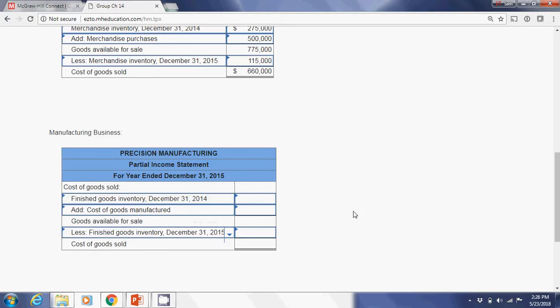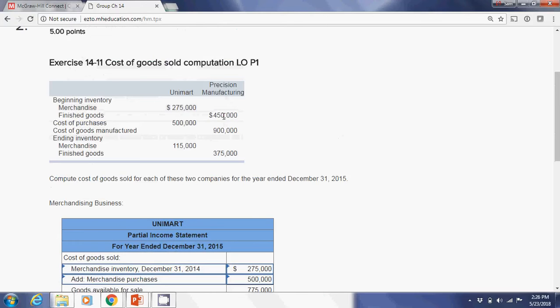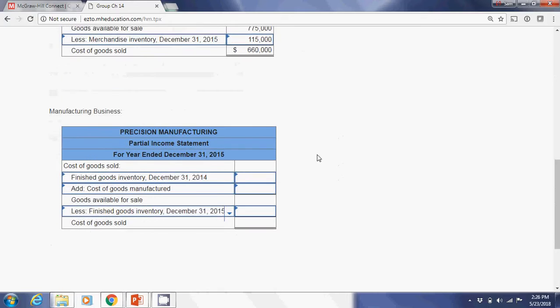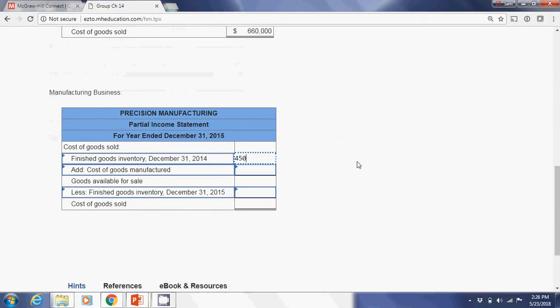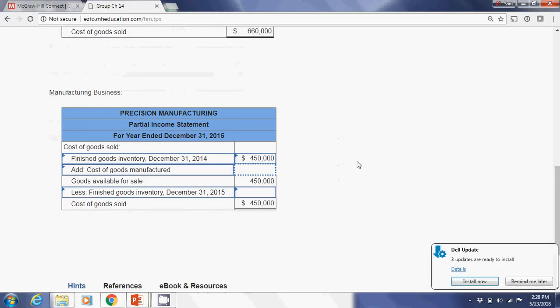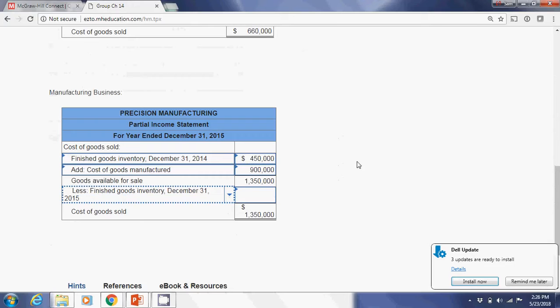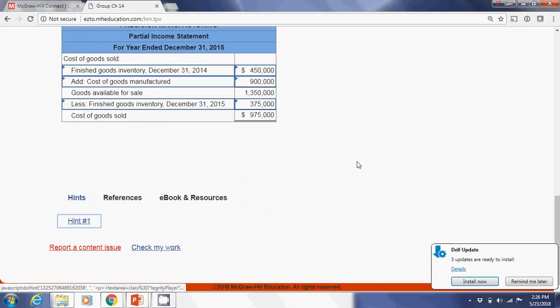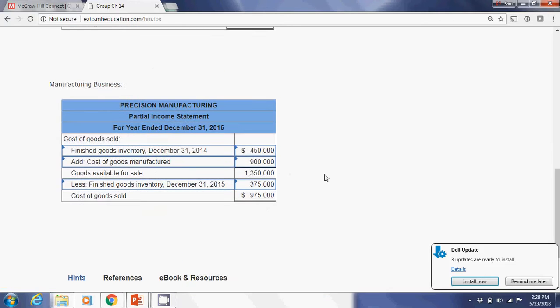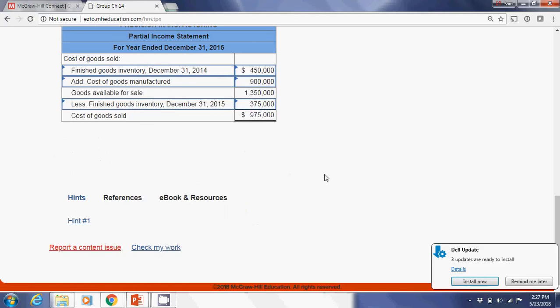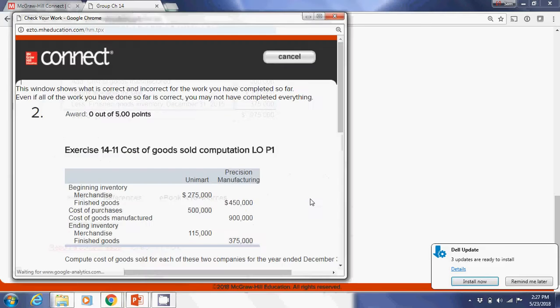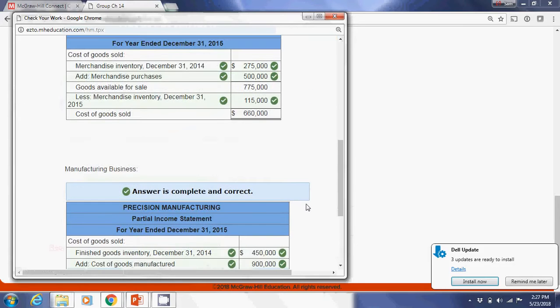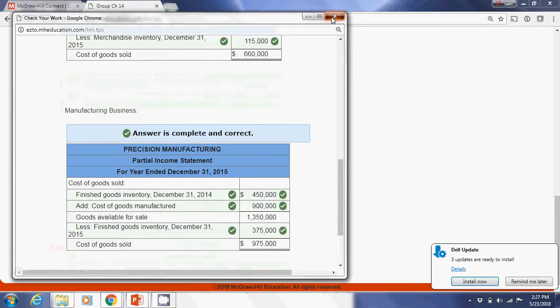inventory 2015. Again, I'm just going to scroll up for a second. Here's where the numbers come from: 450, 900, 375. It's nice that they're in order. 450,000, 900,000. Felt like I had too many zeros there for a second. And 375,000. And that gives us an ending cost of goods sold of $975,000. Once again, just for giggles, I'm going to go ahead and hit check my work, and it says that the answer is complete and correct on both of those.